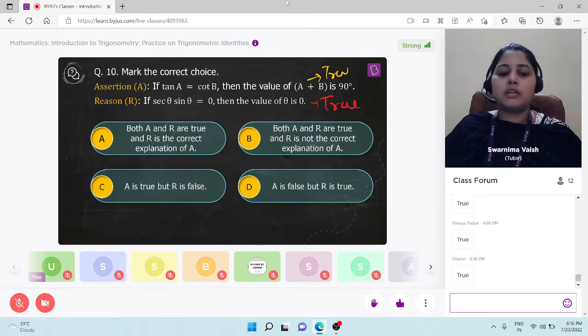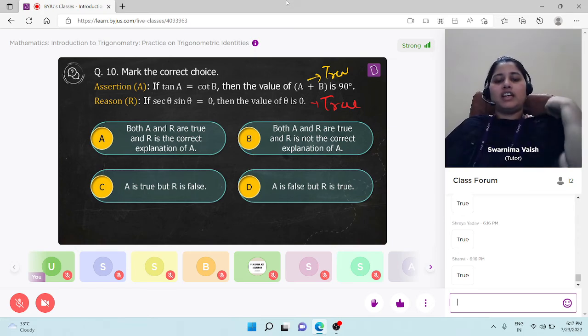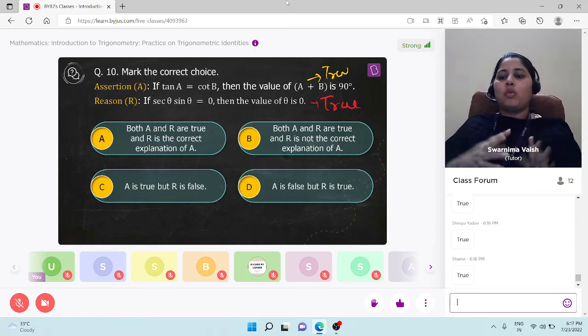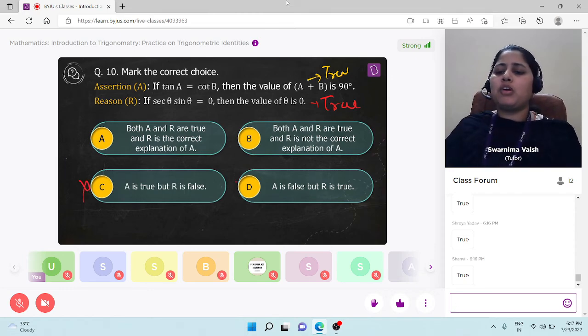It means both statements are true. Yes, Shanvi and Shreya, it will also be true. So both are true, which means A and B can't be our answers.